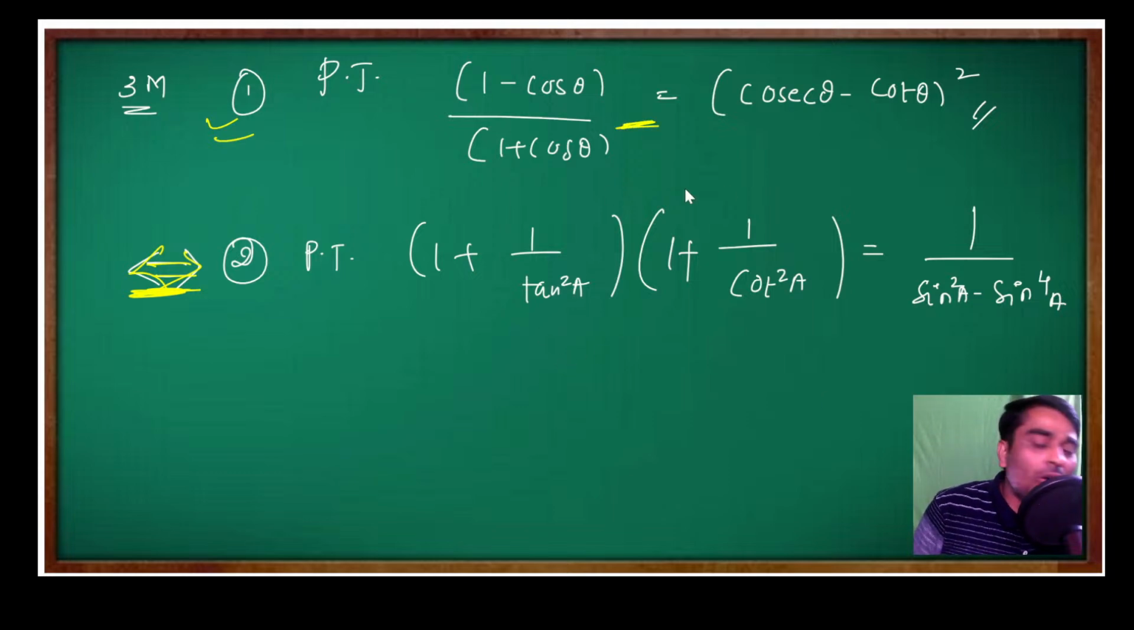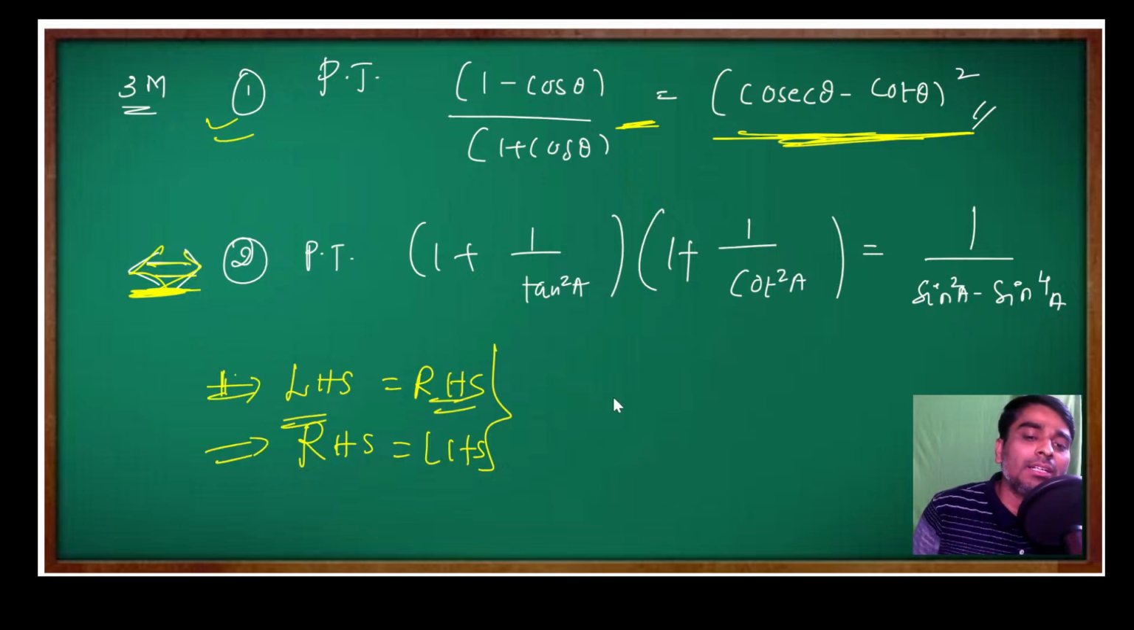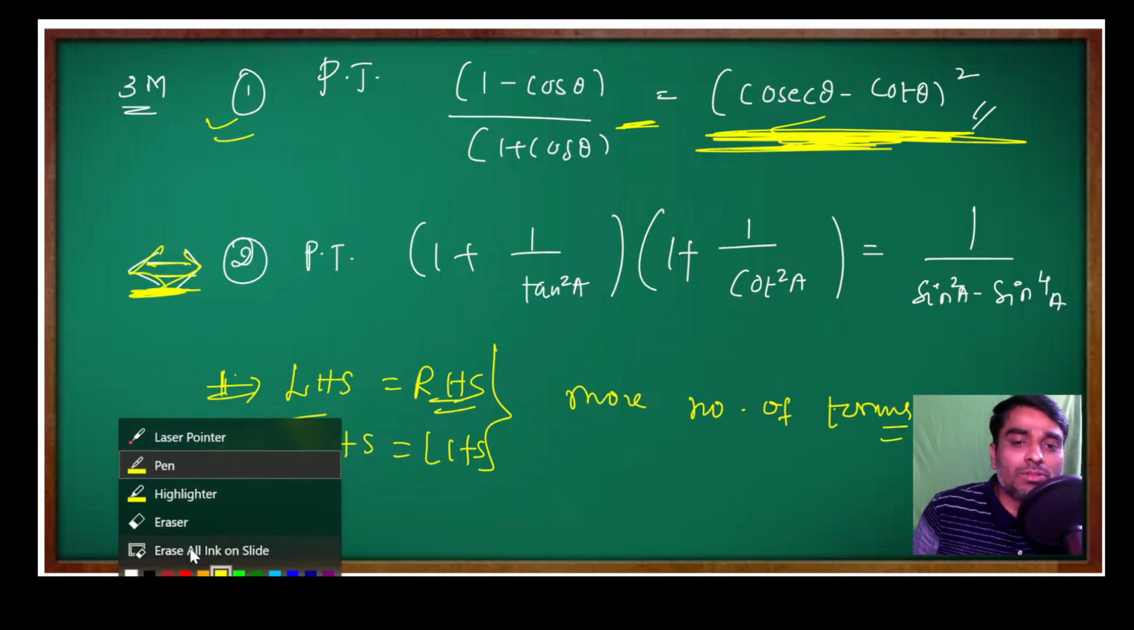Rationalize this, or you can take this and solve. You can do LHS equal to RHS, or you can also do RHS equal to LHS. Anything. One hint I will give you: how to decide whether to do from this side or this side. See where more number of terms are there. So here you can see more number of terms are here, so start with that. I'll show you.